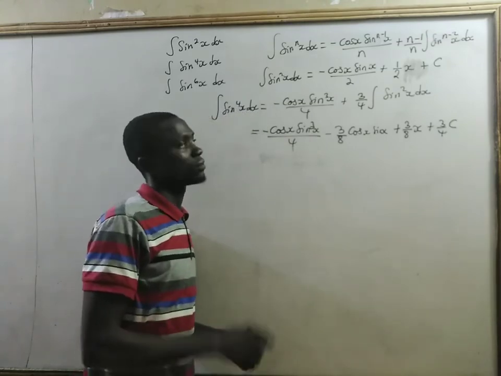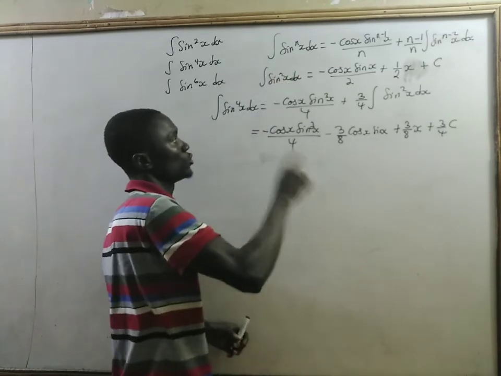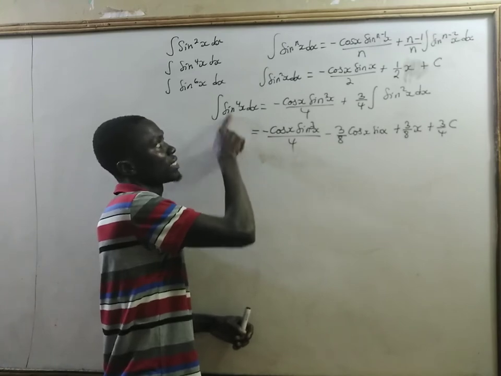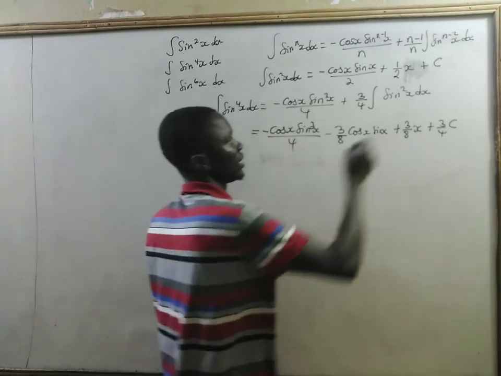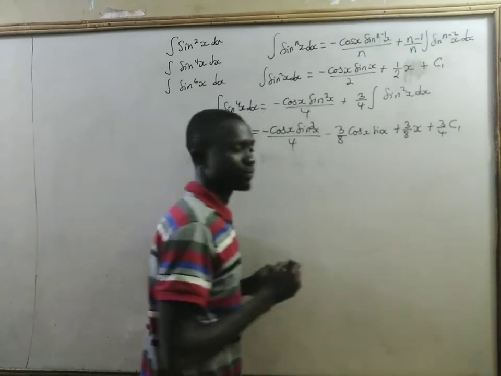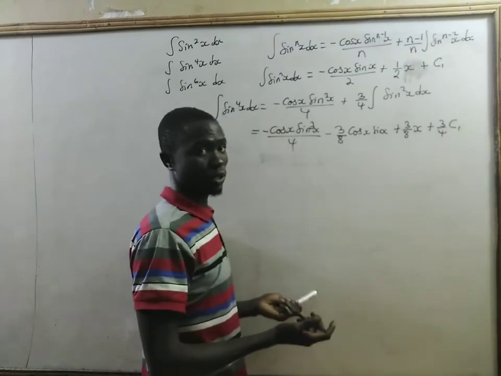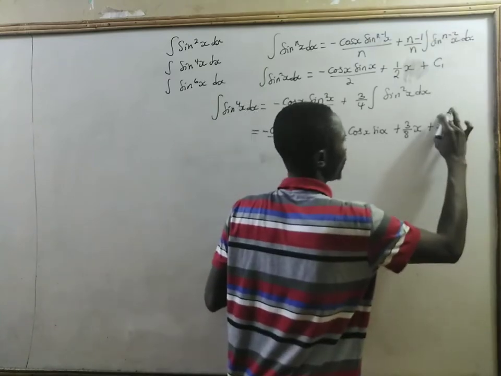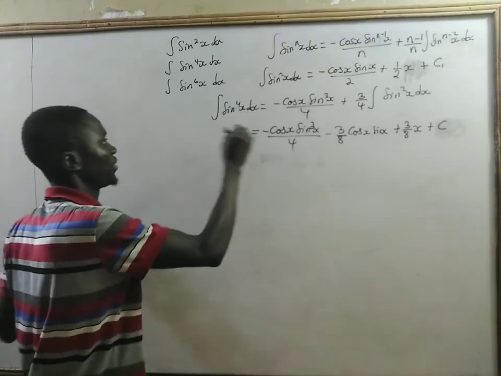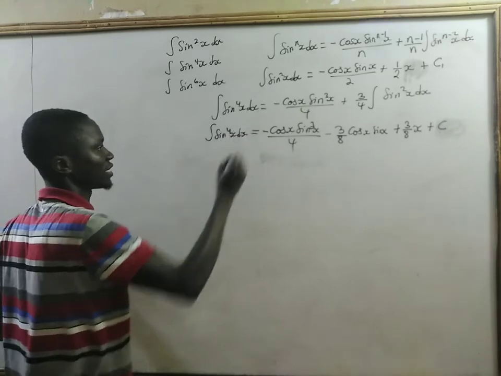Now, since we are using the integral of sine squared of x to find the integral of sine to the power 4 of x dx, let's make this one c1, so that this one is 3/4 of c1. A constant times a constant is still a constant. So 3/4 times c1 will still be c. That is a constant, and this is the integral of sine to the power 4 of x dx.